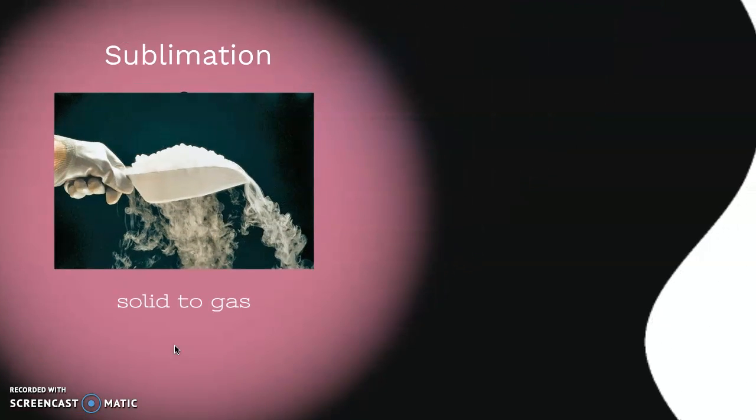And then next we have sublimation. This is going from a solid to a gas. This isn't as common, but it's good to know. An example of this is dry ice. You might see people use it around Halloween. They put it in cauldrons and it makes this smoky kind of appearance. And it's literally jumping from a solid. It doesn't go to a liquid. It just goes straight to a gas.